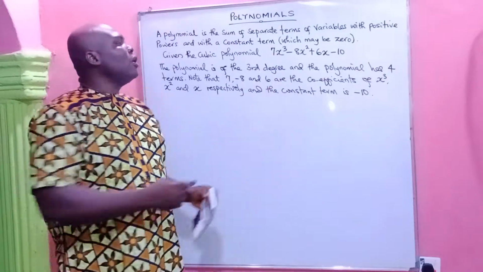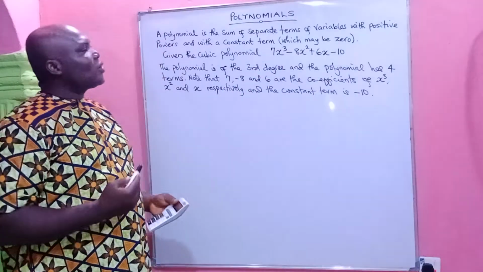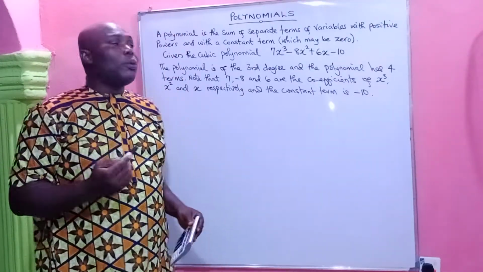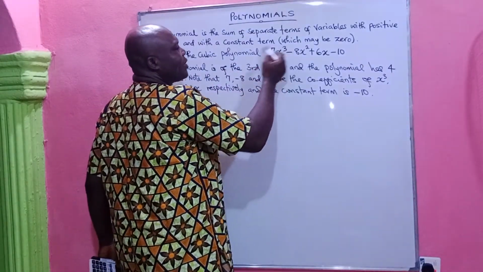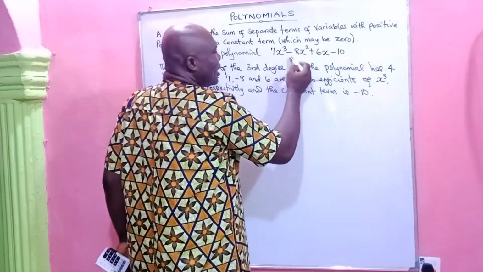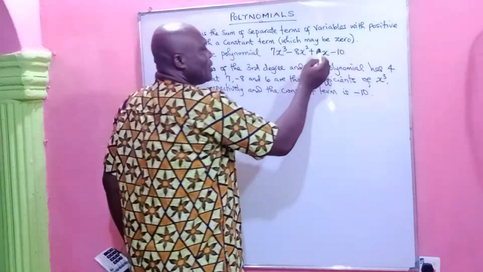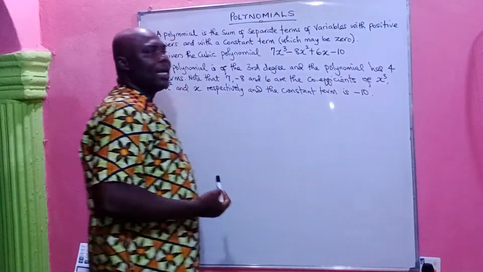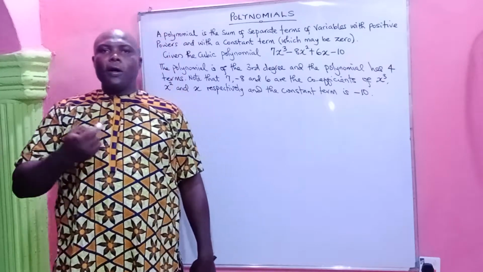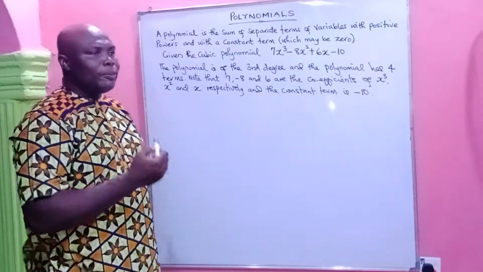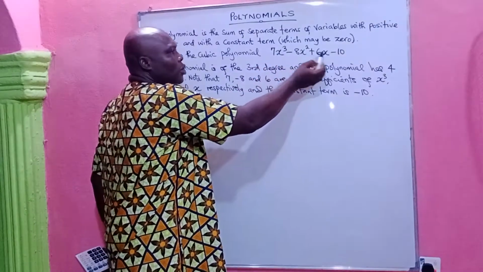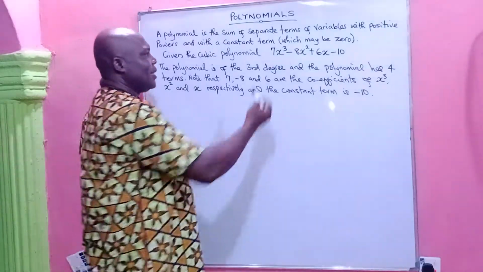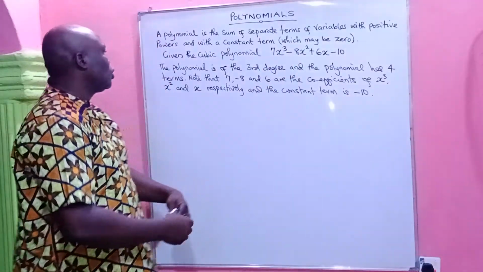And if you look at this polynomial, 7x³ − 8x² + 6x − 10, you will understand that there are also 4 terms. The first term is 7x³. The second term is −8x². The third term is 6x. And the fourth term, which is a constant, is −10. And we have said that sometimes the constant can be 0 as well. So this polynomial has 4 terms, and it is a cubic polynomial because the highest power is 3. That's why we call it a polynomial of the third degree.